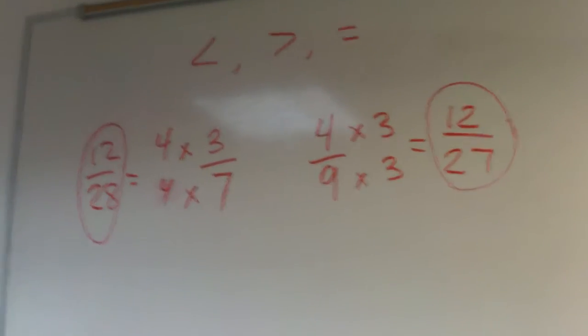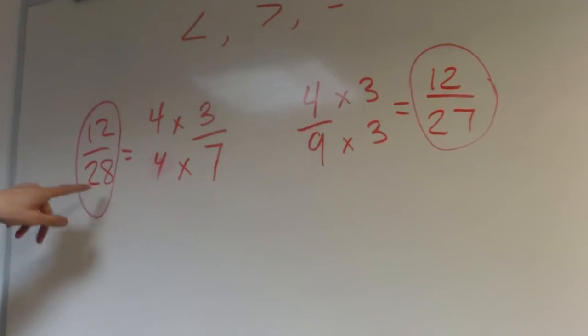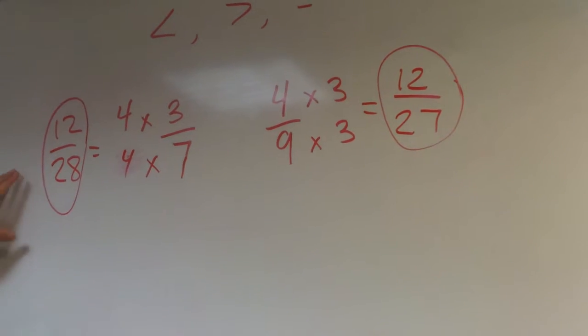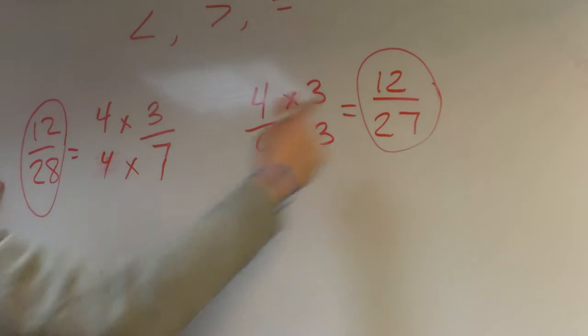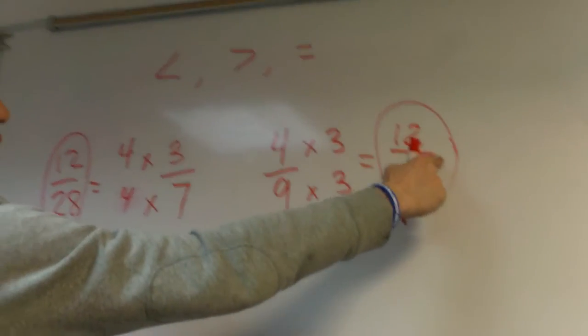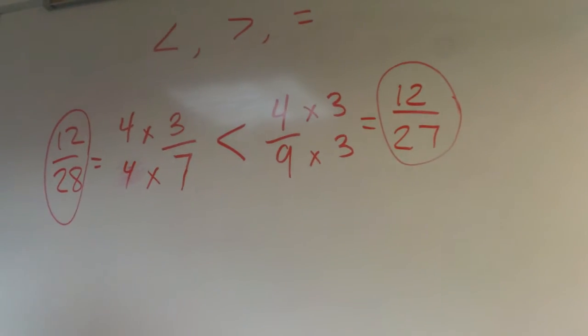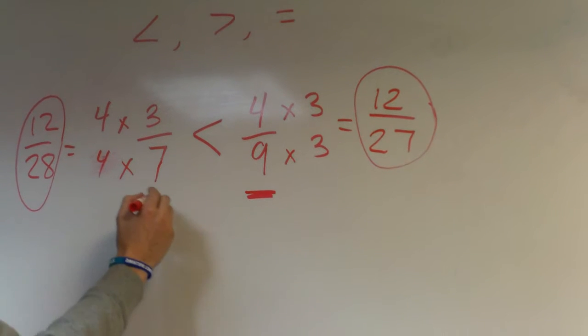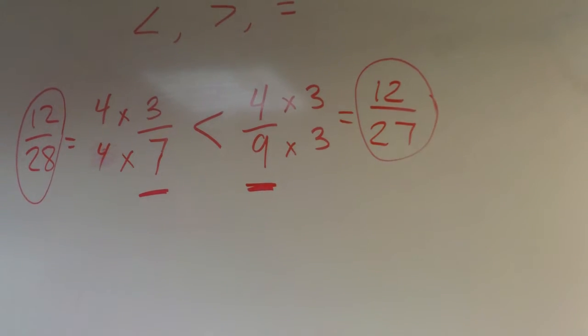This is where scholars are struggling. I have 12/28ths. Most scholars think that since this is 28, that's actually a greater fraction. But this is actually closer to one whole than this. 12/28ths is less than 12/27ths, so 12/27ths is actually greater than 12/28ths, so 4/9 is greater than 3/7.